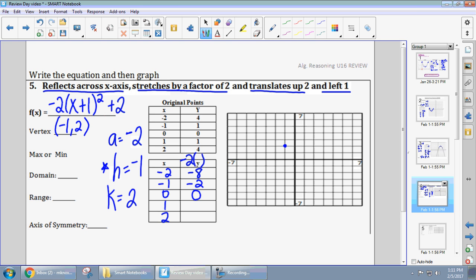And then I get to repeat. -2 times 1 is -2. And 4 times -2 is -8. So I've got my vertex plotted. From my vertex, I go back 2 and down 8. 1, 2, 3, 4, 5, 6, 7, 8. And then I go back 1, down 2. Forward 1, down 2. Forward 2, down 8.